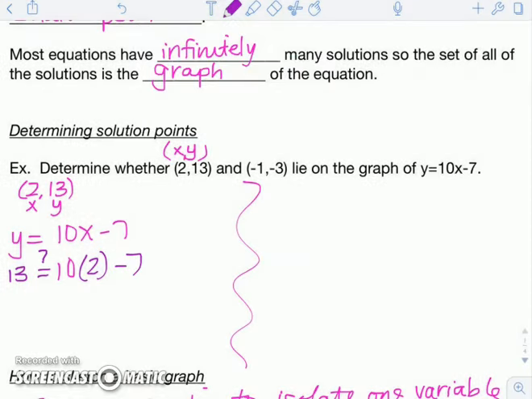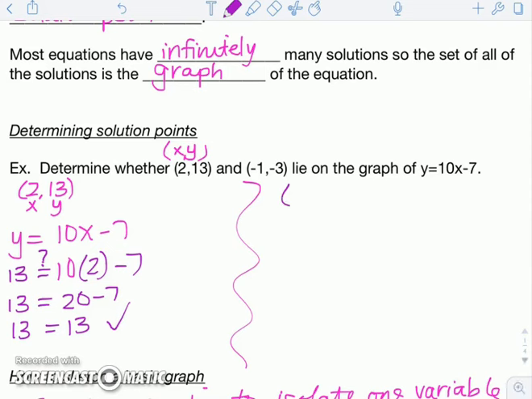I'm asking myself, is this the case? So I have 13 is equal to 20 minus 7. Yes, this ends up being true. 13 is equal to 13. This checks out. The point (2, 13) is a solution to the equation y equals 10x minus 7.